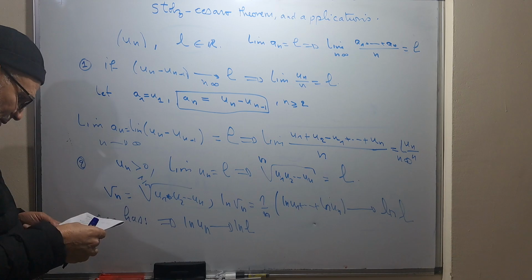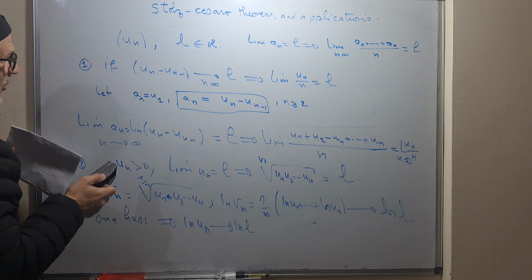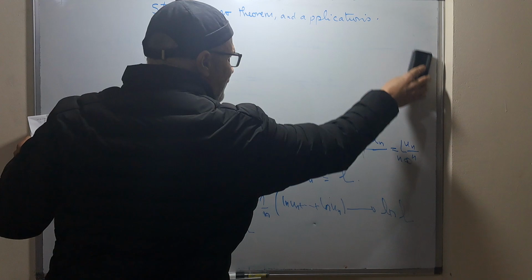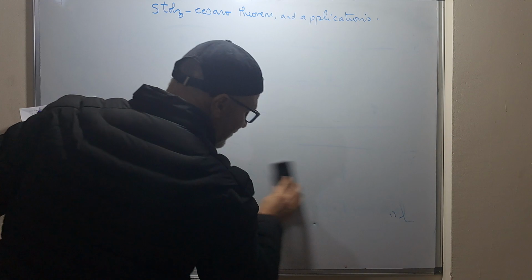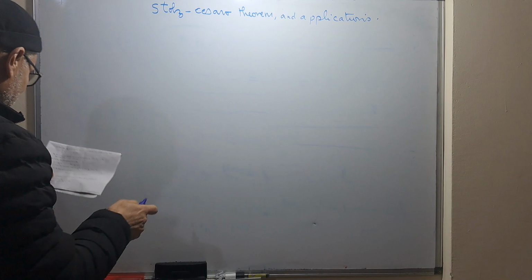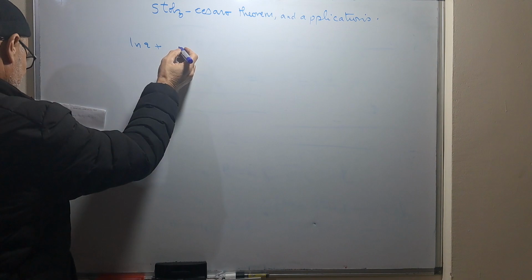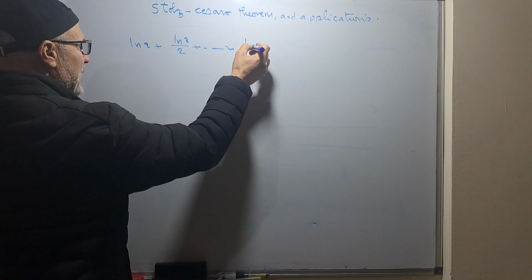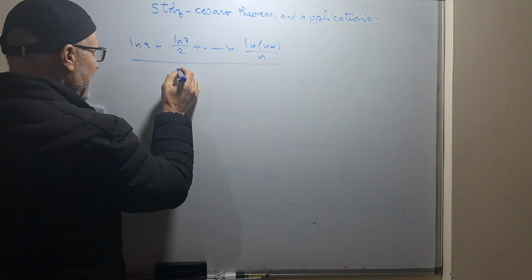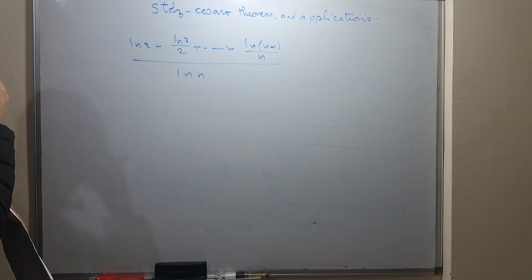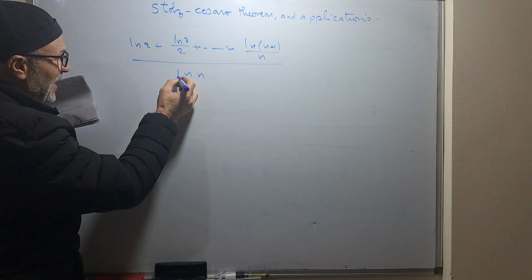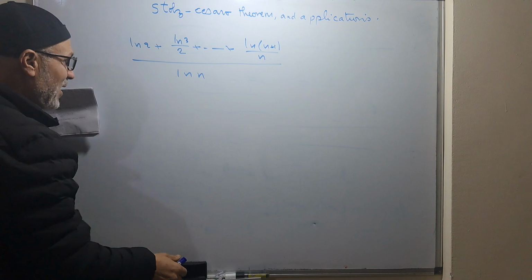The last question is a little bit different. Find the limit when n goes to plus infinity of what? Of ln 2 plus ln 3 divided by 2 plus ln n plus 1 divided by n, divided by ln n. Actually, I wrote here ln n, and this is an error. Actually, the right question is this one.